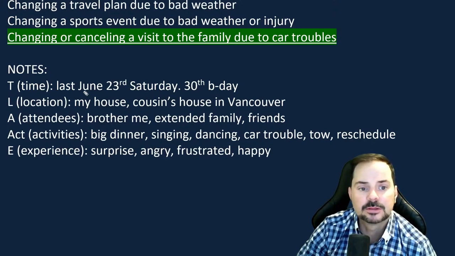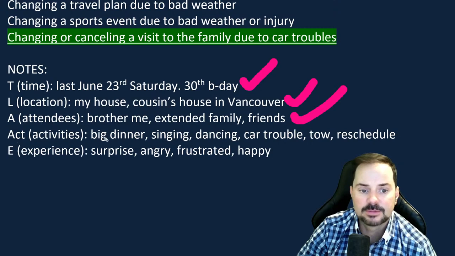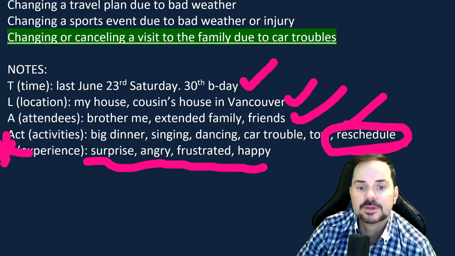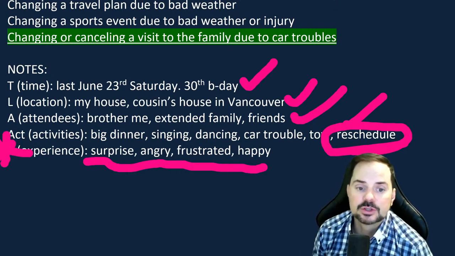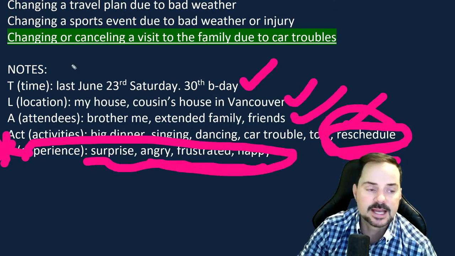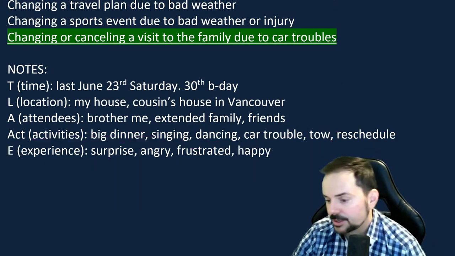Did I talk about last June, Saturday? Yes. Did I talk about my cousin's house in Vancouver? Yes. Did I talk about the attendees? Yes. Did I talk about these activities? Yes. I haven't talked about the rescheduling yet. Did I talk about my experience, about how I felt? Not so much yet. Okay. So I still need to answer those questions. So now I know that I have to focus on those last two questions on the cue card.